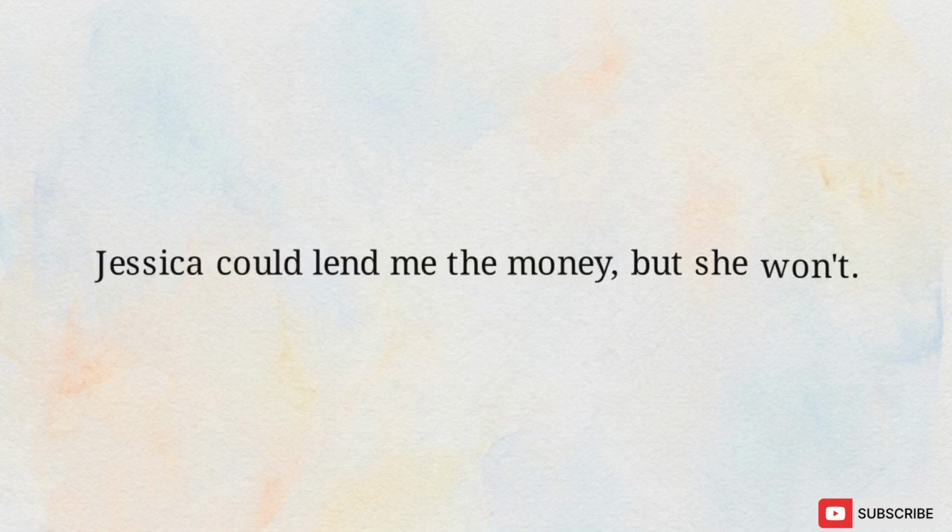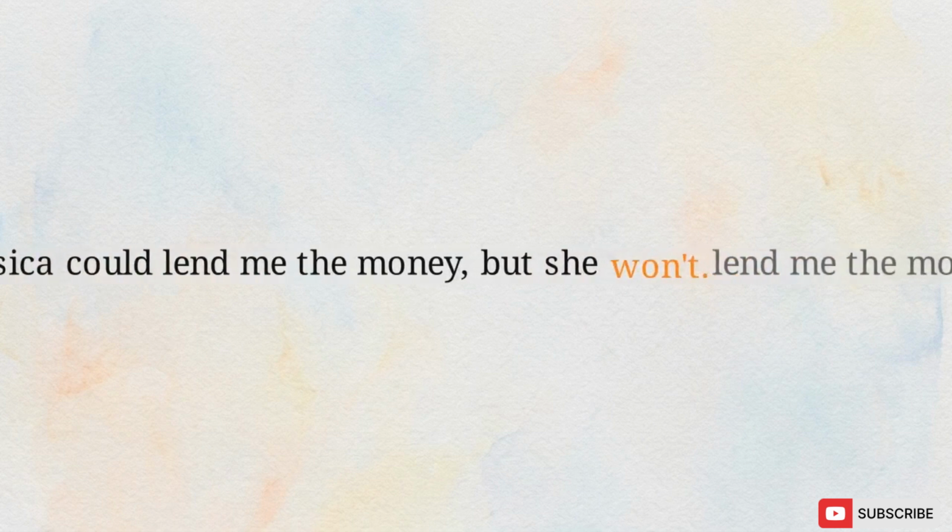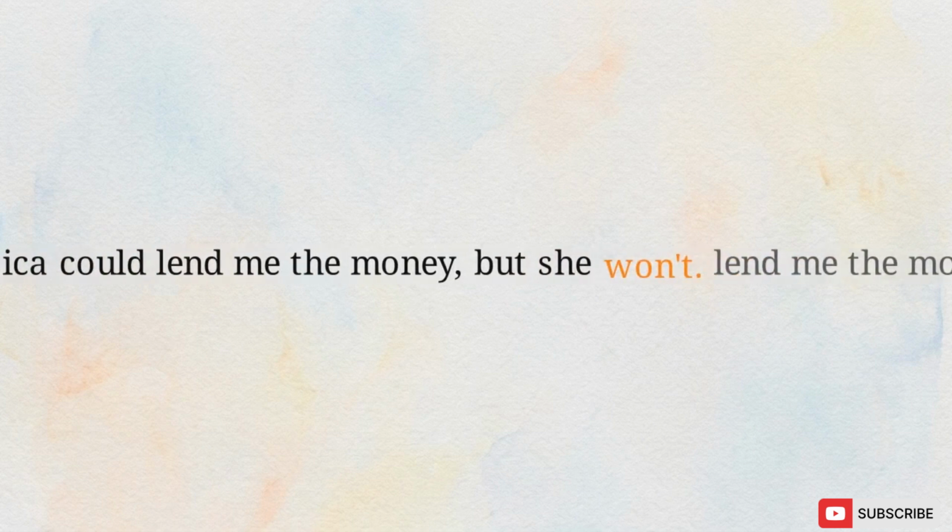For example, Jessica could lend me the money, but she won't. Because won't is an auxiliary verb, the phrase lend me the money is implied and can be faded out.